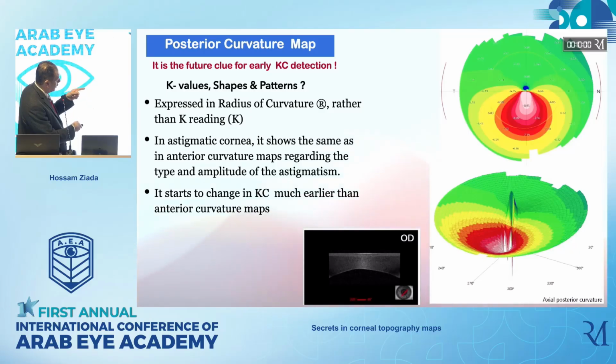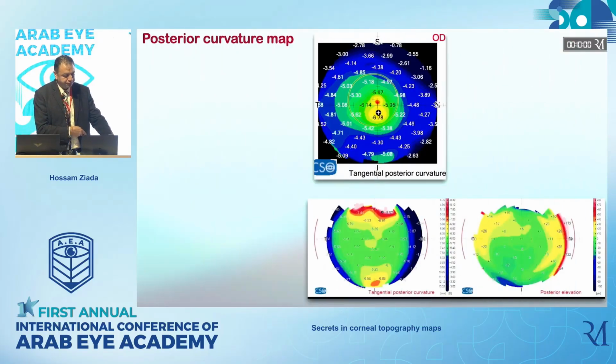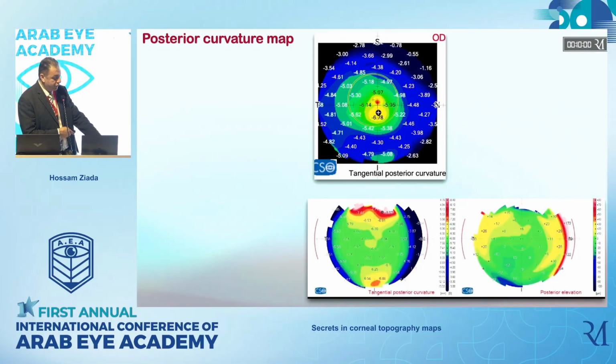Here, this is the high elevation point, and this is the steepening which is happening in the posterior curvature map in this patient. You can see it by the high resolution anterior segment section by the MS39 spectral domain OCT. So put in your consideration to ask for the posterior curvature map even if you have a normal anterior curvature map, because the keratoconus is starting posteriorly and very early changing the back before going to the surface.